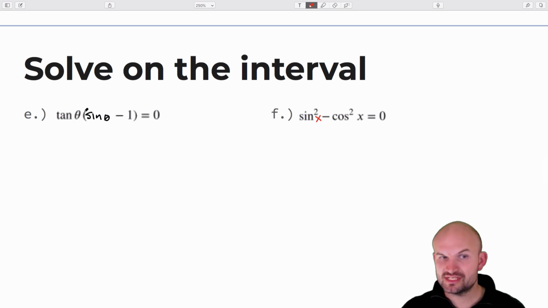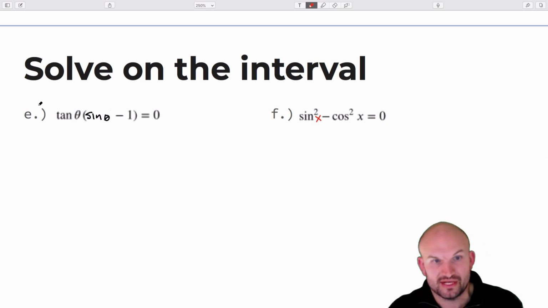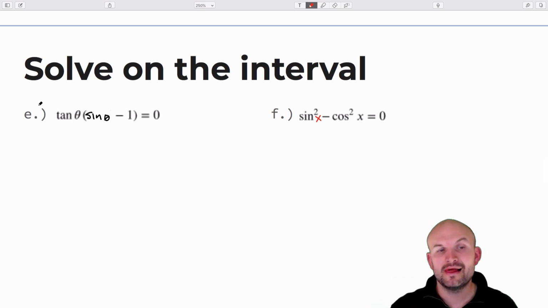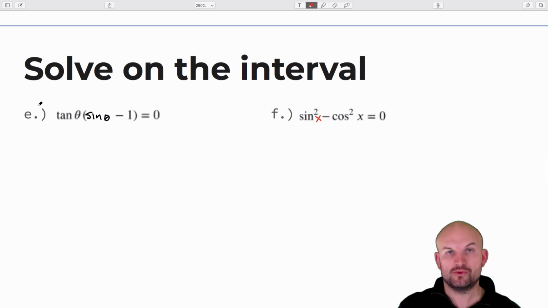Now, in this first example, it's pretty tempting for students to want to multiply, right? You see tangent outside of parentheses, like let's multiply that through. But again, our goal is to solve, right? We want to find the solutions that make this true. And since we have a product equal to 0, the best thing that we're going to want to do is apply the zero product property.